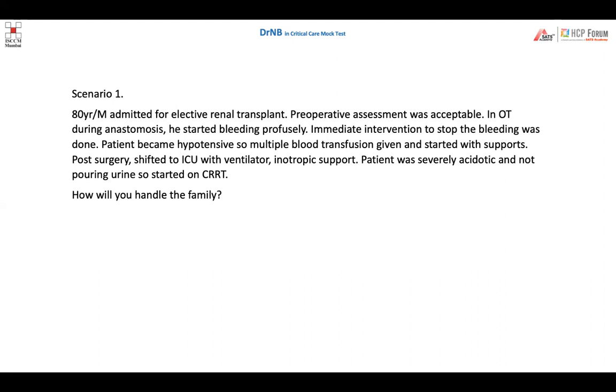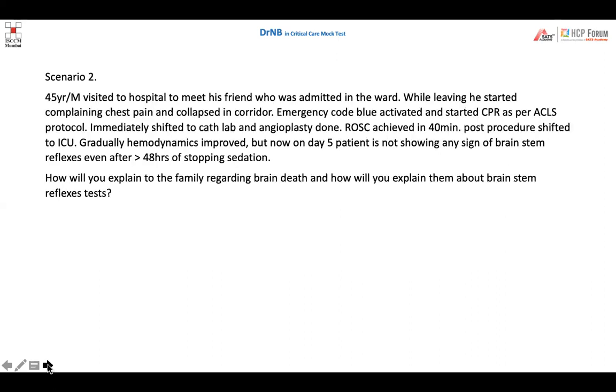So obviously pre-consent is important, and explaining to them that this is pre-renal and there is a good chance of recovery. There is no intrarenal damage because the blood pressure was maintained throughout the surgery. Okay, and with multiple transfusions, and eventually with the correction of CRT, the urine may start pouring. Good chances that it will start pouring.